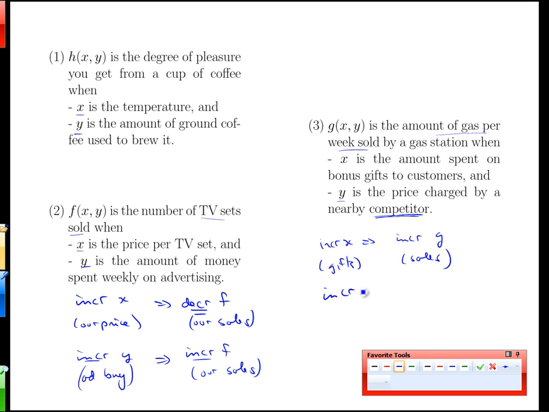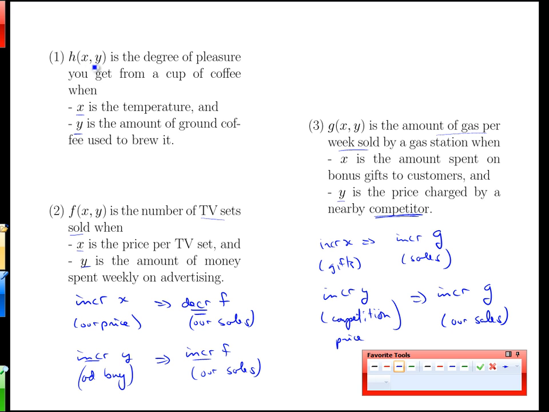Now, if there is an increase, we can't dictate this, but if there happened to be an increase in Y, the competition's price, then we expect an increase in our sales. Let me try to contrast the G's and Y's here. Because our sales are going to increase as a result. We have a nearby competitor that's charging more, so customers come to us. So these two functions here have a fairly simple relationship between the inputs and the resulting output.